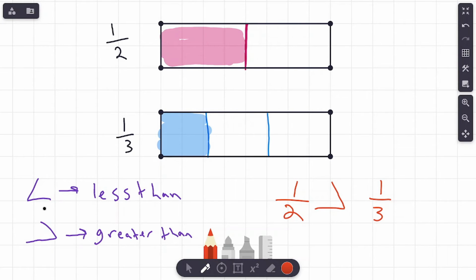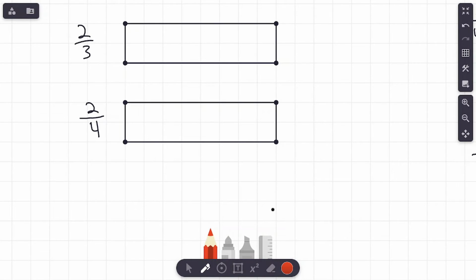So these symbols, you may have seen them before, you may not have, but they're going to be really important. You're going to use them all the way until at least high school. And if you go to college or trade school, you may even see them then, but it's really important to understand those two symbols. With that being said, here is our next problem.